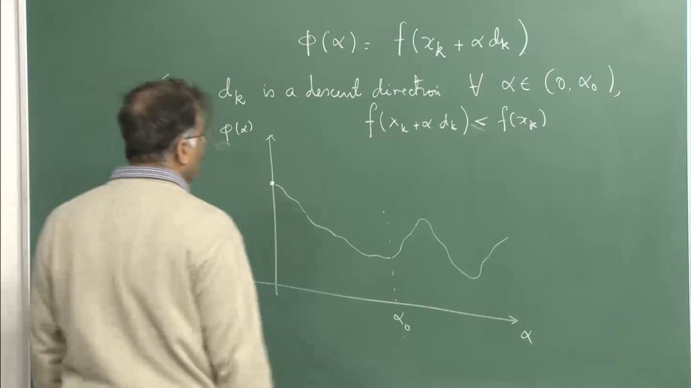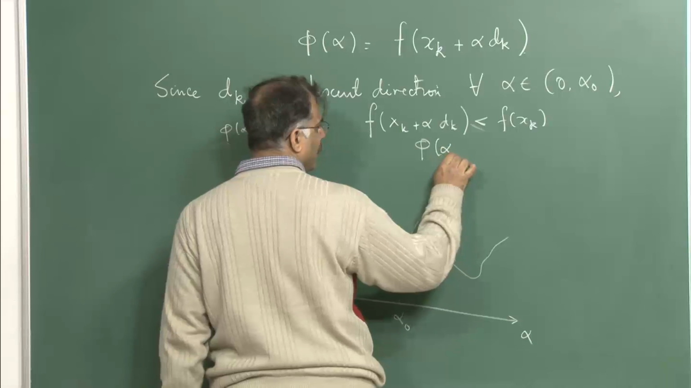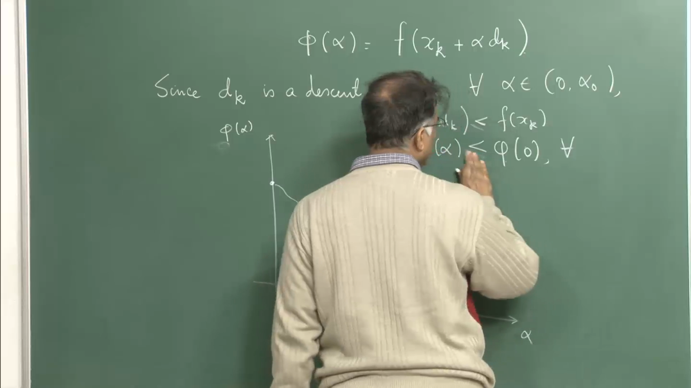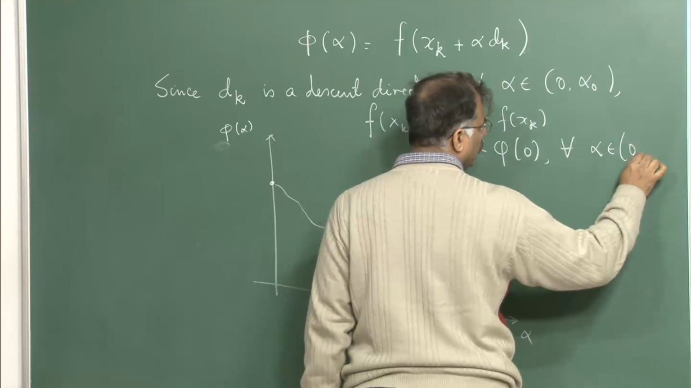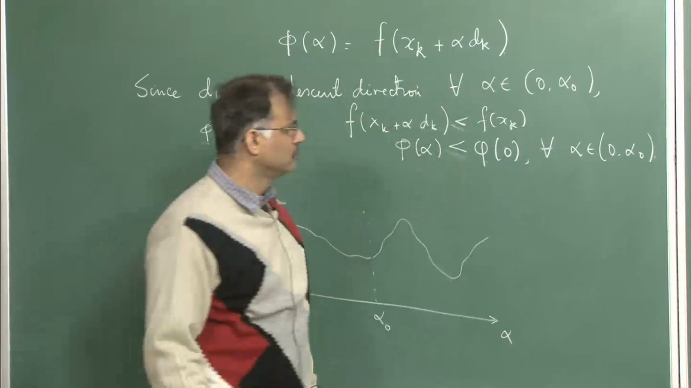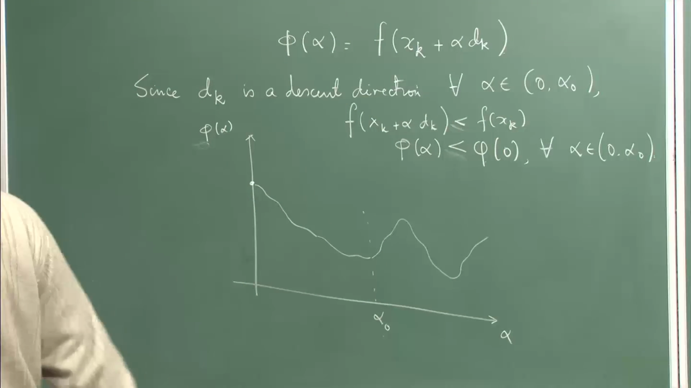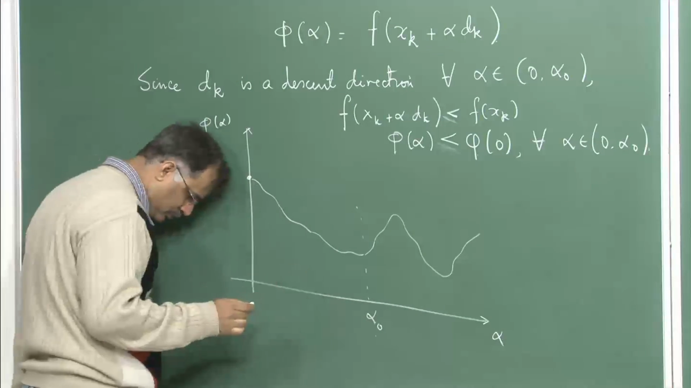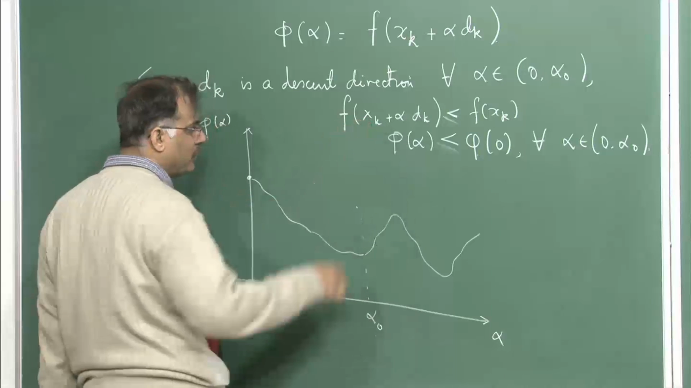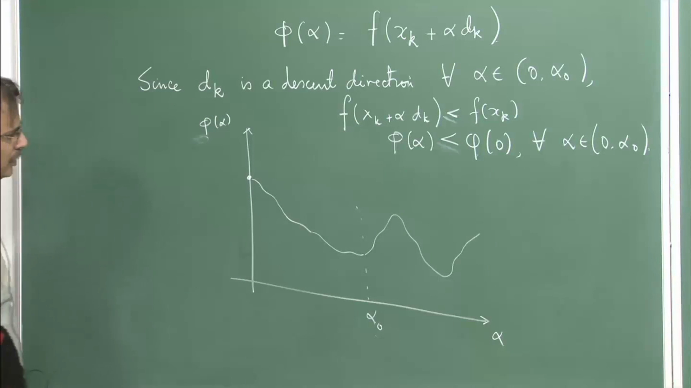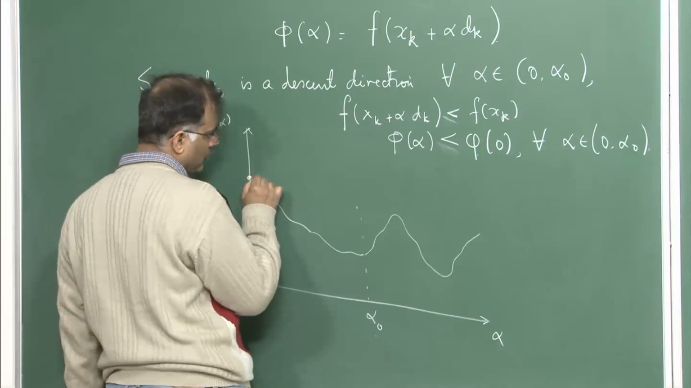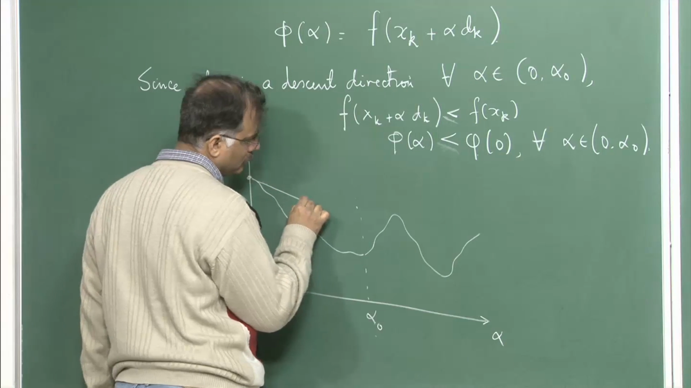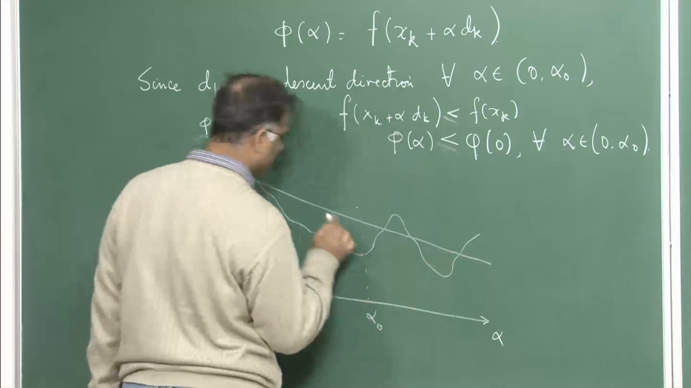Now my line L alpha, what does it mean here? It shows that phi of alpha is strictly less than phi of 0 for all alpha between 0 and alpha naught, could be equal to alpha naught, but okay. Phi alpha is a continuous function because f is continuous, because the function f is differentiable. Now this line L alpha goes like this and cuts up.